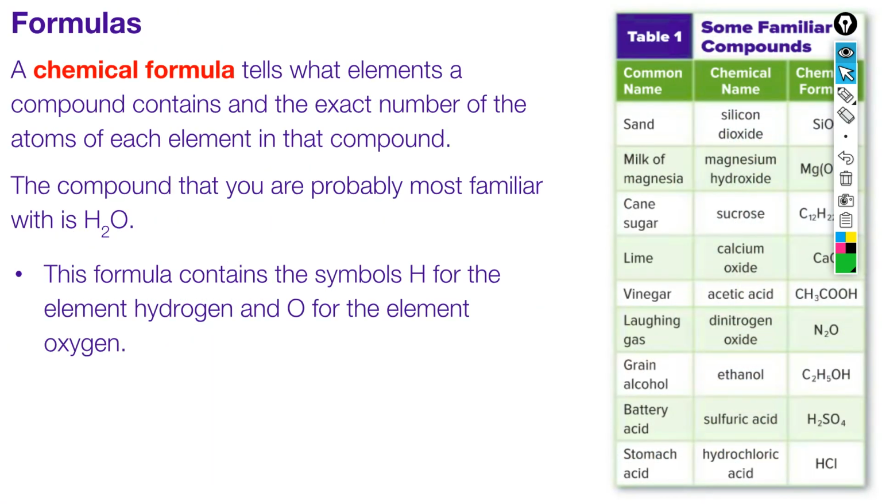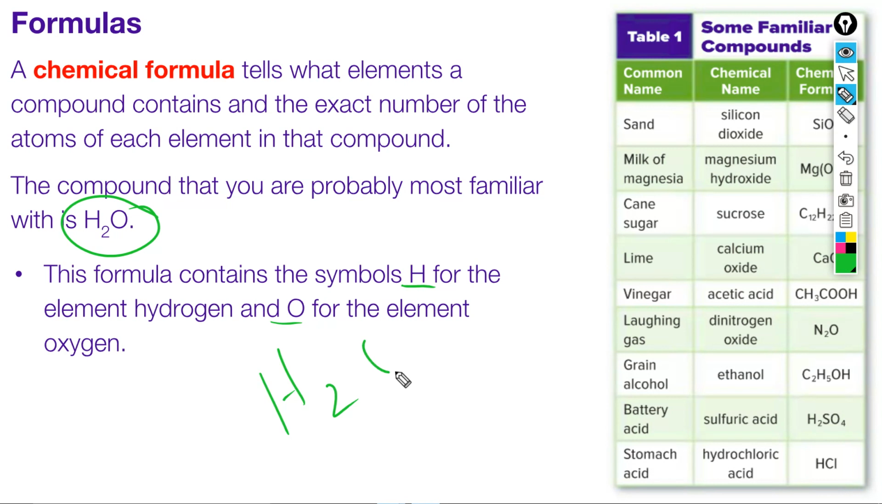A chemical formula tells you what elements are in a compound and exactly how many of each. We have the compound H2O. H2O is water. There's 2 H's and 1 O in the formula for water. The symbol H stands for hydrogen, the symbol O stands for oxygen. It's not written when there's nothing there. It is a 1.